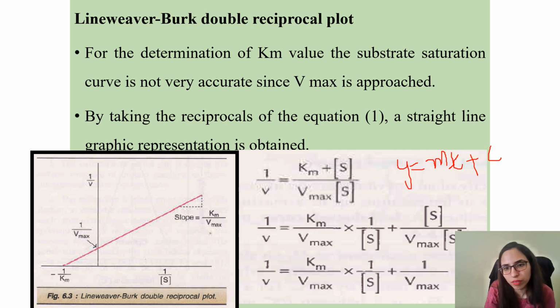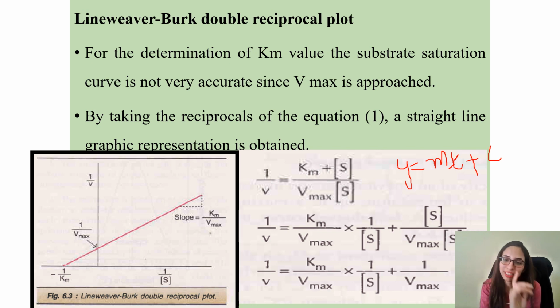See this equation, not the first one. This is y equal to mx plus c, where m is the slope. You can see this is the slope, Km divided by Vmax, into x. X is 1 upon S, plus c. And this is a constant value, that is 1 upon Vmax is a constant. Fine. See, this is y equal to mx plus c.